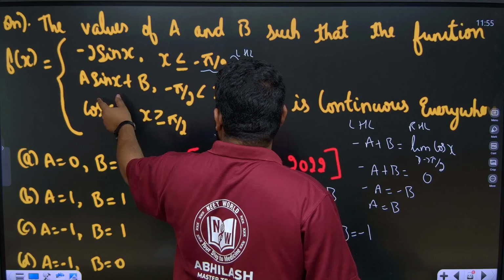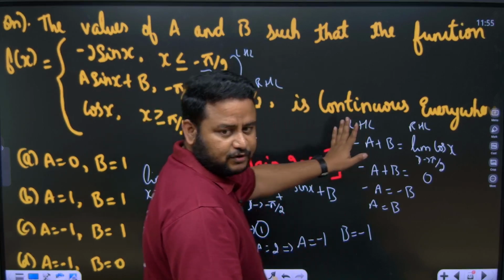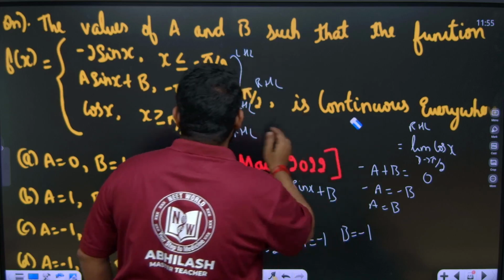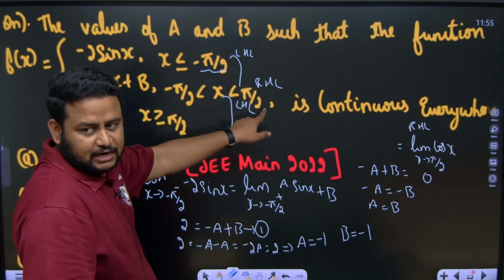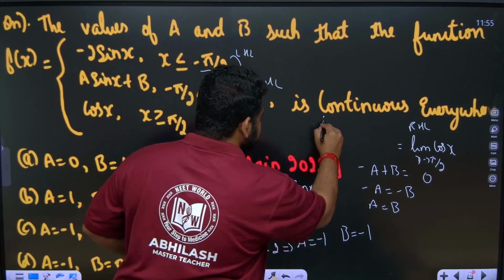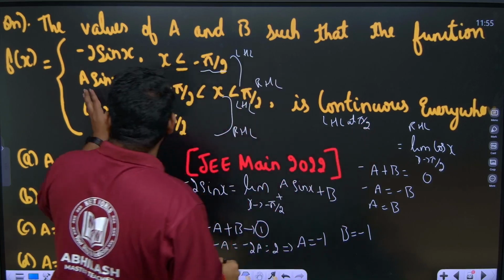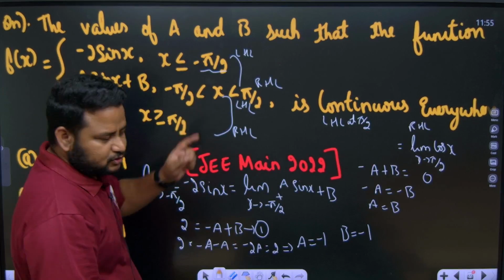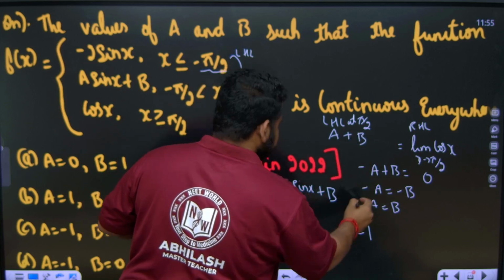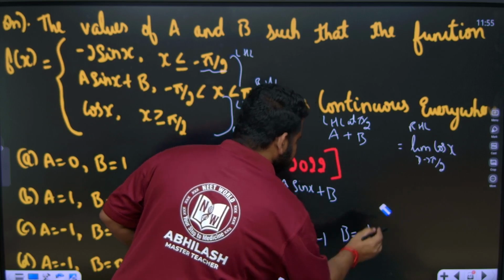So this will be limit. For this one I have to take LHL. Here the mistake we made is that for this LHL I have to take pi by 2. When I take LHL at pi by 2, what will happen? I will get sin pi by 2 is 1, so I will get a plus b. So I will get a plus b is equal to 0.